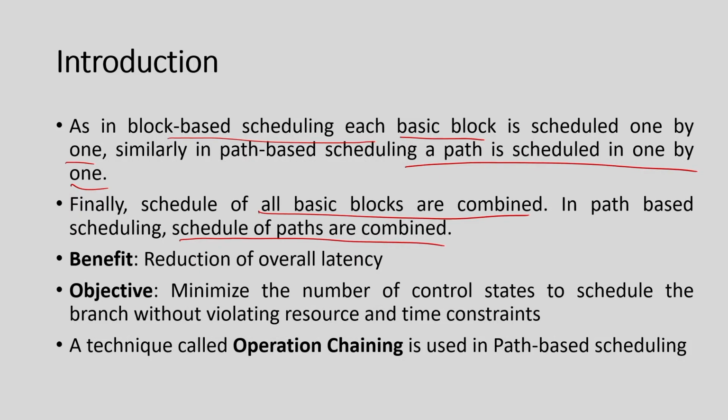Okay. So, the overall objective of path based scheduling is the reduction of latency. Whatever latency can be achieved through basic block based scheduling will be much higher than with path based scheduling, because in path based scheduling I have an opportunity to share timestamps across basic blocks, right. So, the primary objective of path based scheduling is minimization of the number of control states to schedule the branches without violating the resource and timing constraints, right. So, that is the objective. I want to schedule the whole behavior in the minimum number of timestamps without violating the resource, timing and other constraints, right.